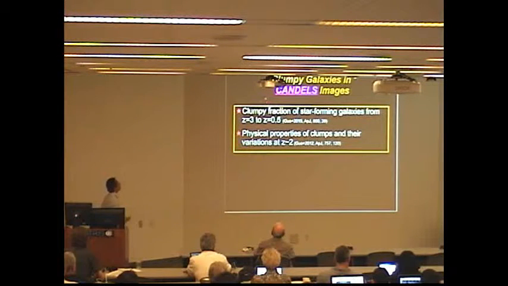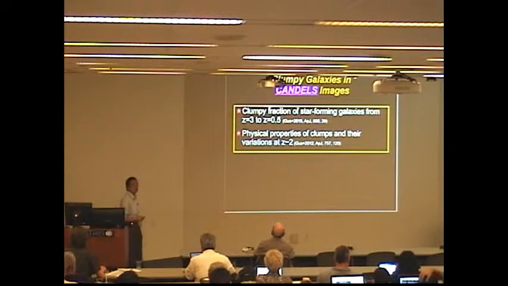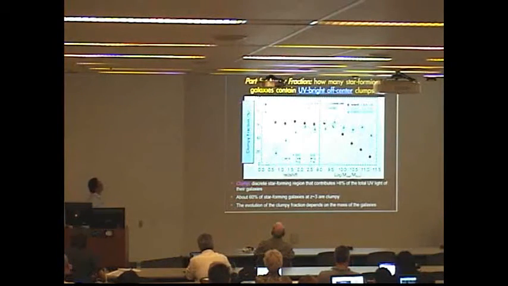So today I'm going to first talk about the clumpy galaxies in CANDELS images, and I'm going to focus on two parts. First is the basic demographics of clumps: how many star-forming galaxies at high redshift contain such clumps? And the second is the detailed studies of the physical properties of those clumps. First is the clumpy fraction, meaning how many star-forming galaxies contain such clumps.